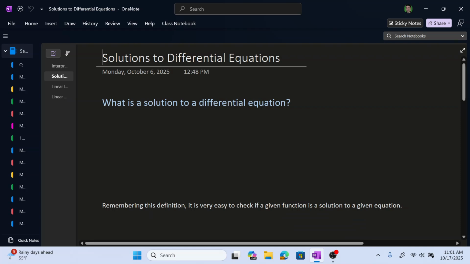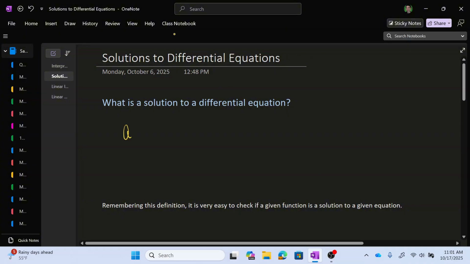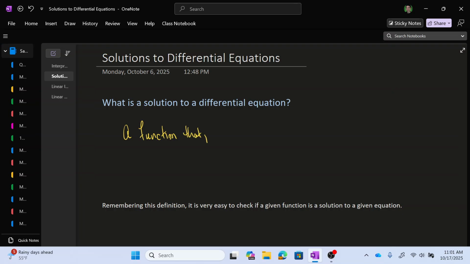In today's video, we're going to talk about solutions to differential equations, and to get a taste of some of the techniques and ideas that we will be using later in the course to help us to find those solutions. So a solution to a differential equation is just a function that, when plugged in to the differential equation, makes the equation true.